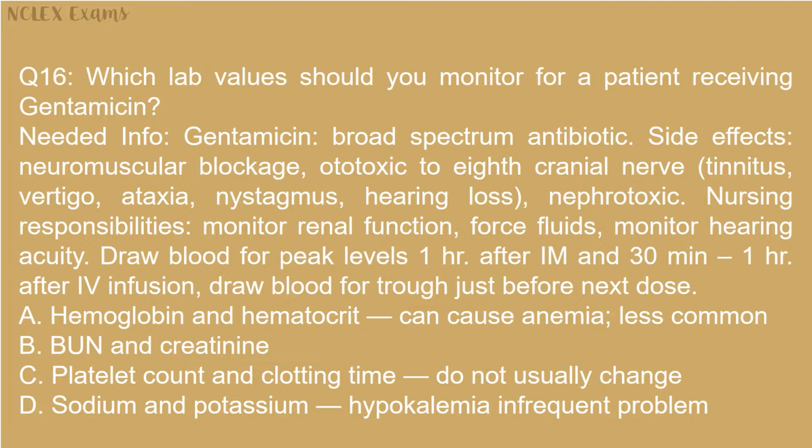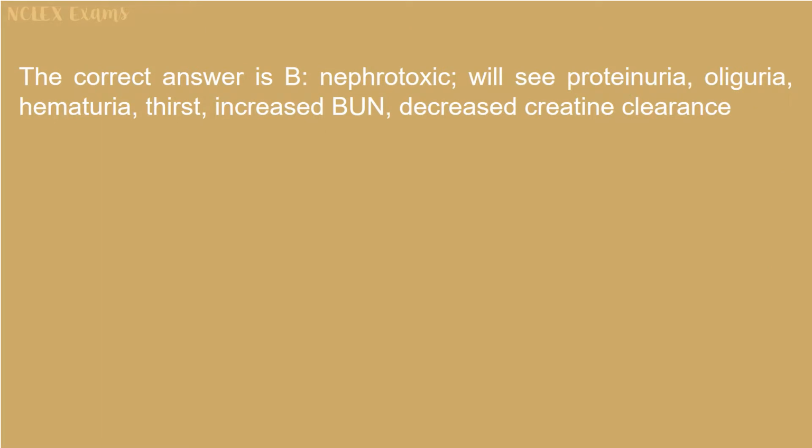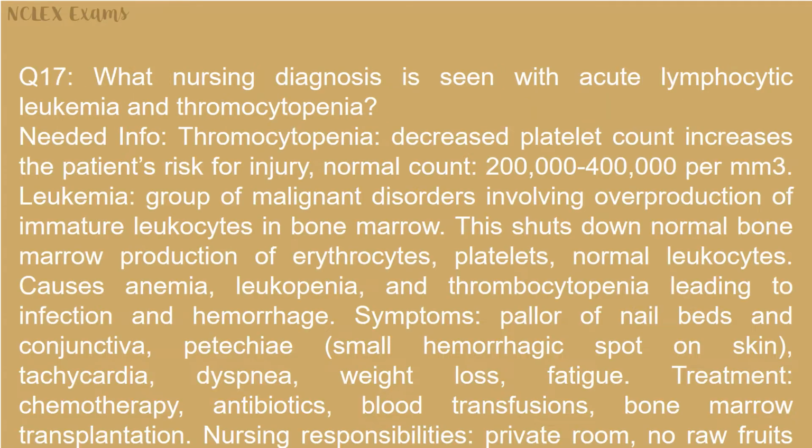A. Hemoglobin and hematocrit, can cause anemia, less common. B. BUN and creatinine. C. Platelet count and clotting time do not usually change. D. Sodium and potassium, hypokalemia, infrequent problem. The correct answer is B. Nephrotoxic, will see proteinuria, oliguria, hematuria, thirst, increased BUN, decreased creatinine clearance.